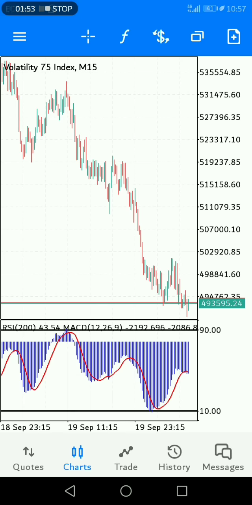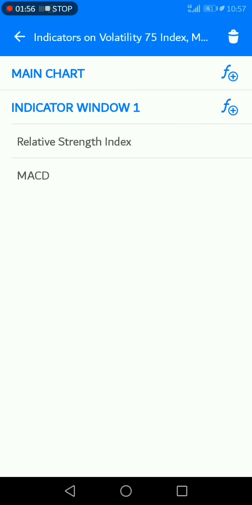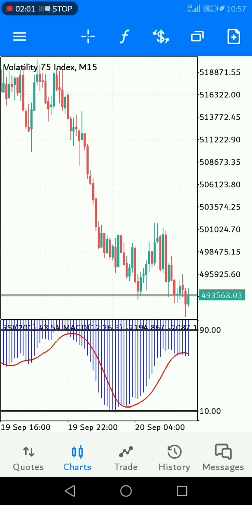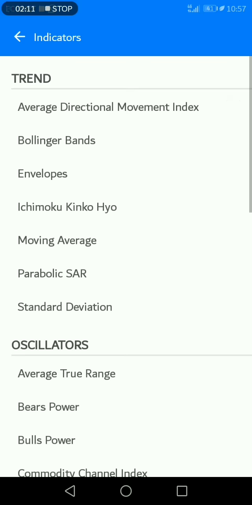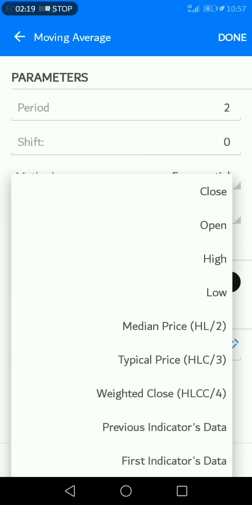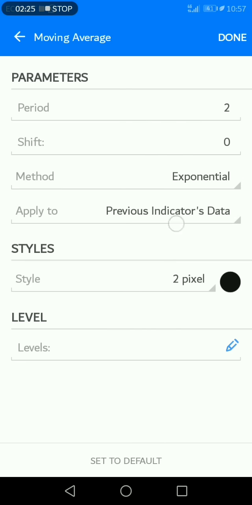Now the next thing that I want to do here is add the moving average on top of the MACD. The reason why I want to do that is because I want to get the exact point where the MACD and the baseline are crossing. So I'm just going to click F, go to indicator window 1, and go to moving average. Once I click on moving average, I'll put period 2, and I will apply this to previous indicator's data. I want this moving average to go on top of the MACD, so I will go to previous indicator's data. Previous indicator's data is the MACD because the MACD is the previous indicator that we placed, and then I will click done.